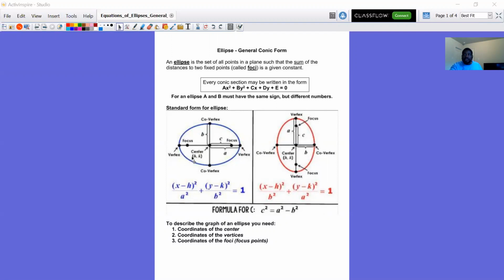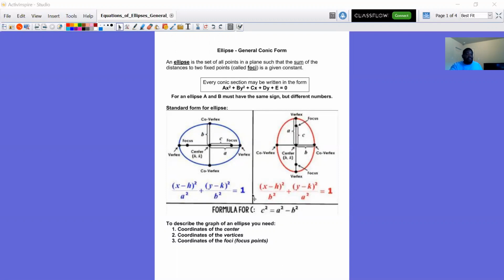If it's drawn stretched horizontally, then in the standard form, the a squared term will be under the x squared term. If your ellipse is drawn vertically, then the a squared term will be under the y squared term in the standard form. Both of these are the standard form, except you just need to pay attention to where the a squared term is located. And we have a formula for c that we can relate to a and b, and it's given as c squared equals a squared minus b squared.